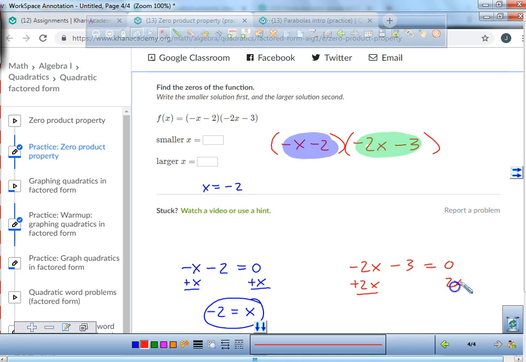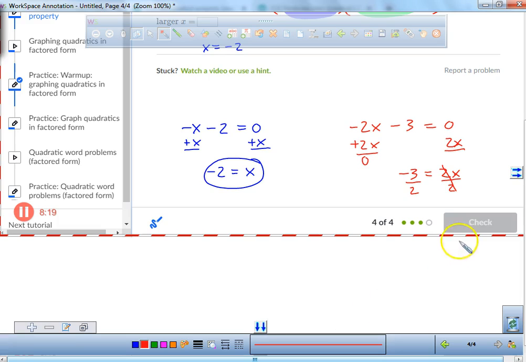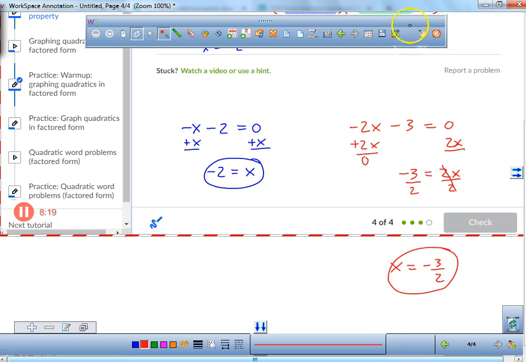to both sides. That zeroes out. We get negative 3 equals 2x. And I have to divide both sides by 2. Those 2's cancel out. And we get x equals negative 3 over 2. Now, this one's kind of tricky.